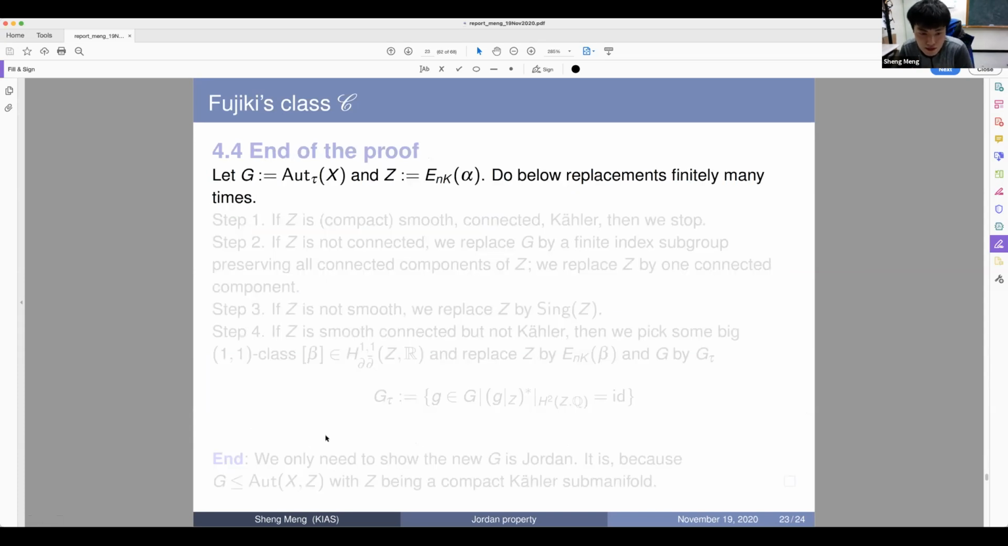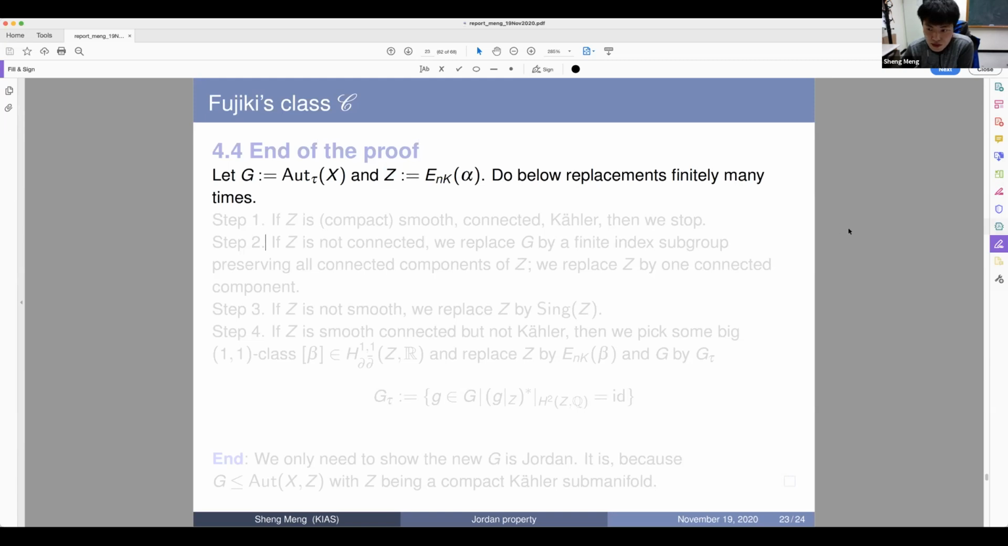Okay, now let's finish the proof by using the previous results. We first let G be Aut_τ. By Minkowski, we see that we only need to show G is Jordan. And we denote by Z the non-Kähler locus of alpha, and we do the below replacements finitely many times. Because now Z may not be Kähler, we don't know whether we can use the previous result about the Jordan property of Aut, but we can do several replacements.